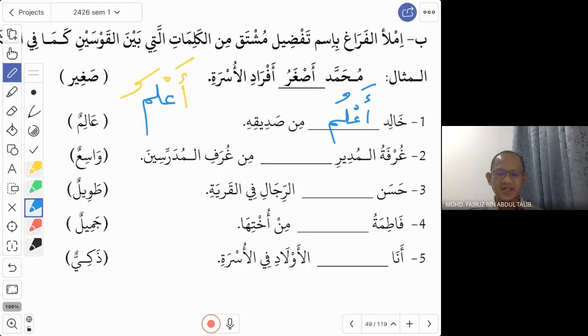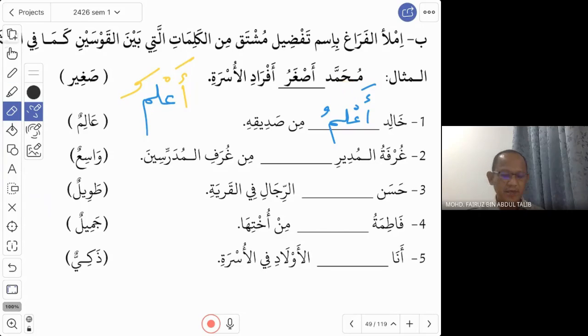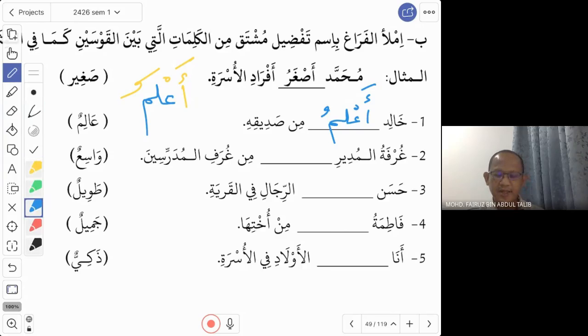Depends on how you translate it. You can also translate Khalid knows better than. That is the word a'lamu. Sorry, a'lam, not a'lumu. So this is the word. When we say Allahu a'lam, what does it mean? Allahu a'lam. Allah is the most knowledgeable. Allah knows better, right? So it is the comparative and superlative form.